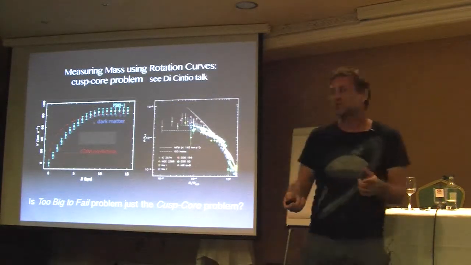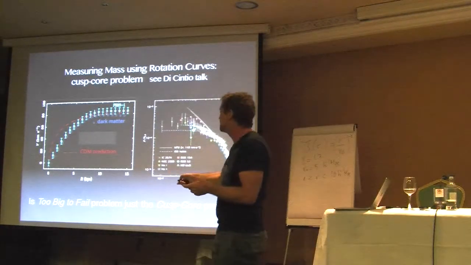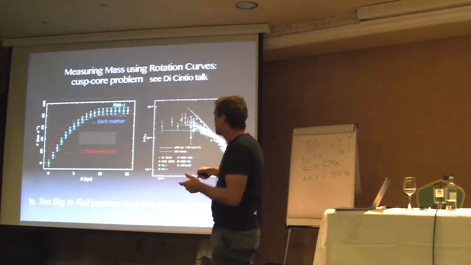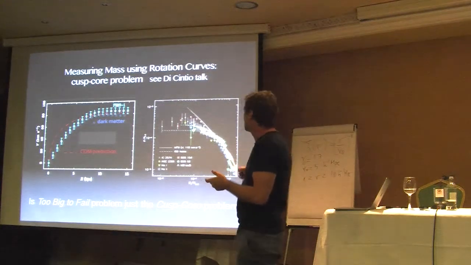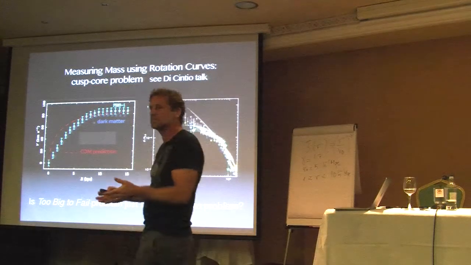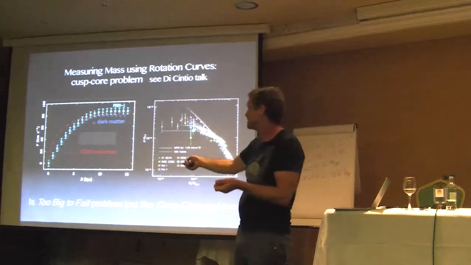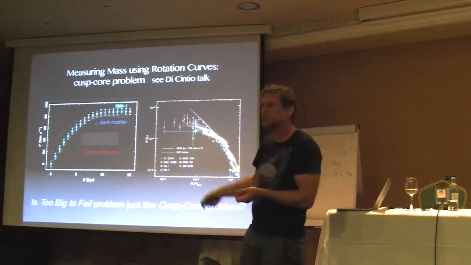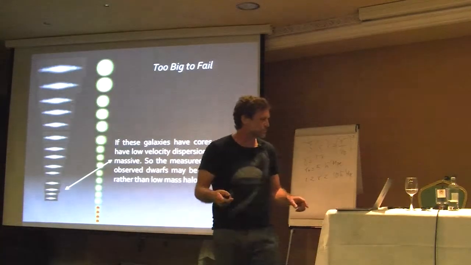And this might be related to the cusp-core problem, which Ariana will talk a lot about. The prediction of lambda cold dark matter is this red line for velocity versus radius, which comes from just using the density versus radius from an n-body simulation, and using GM over R to calculate the velocity. But when we observe galaxies, of course, the rotation curves have a very different shape to what's predicted from pure n-body simulations. So Ariana will talk about that.